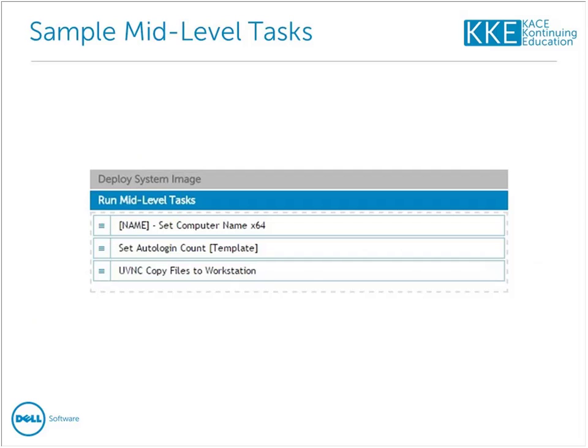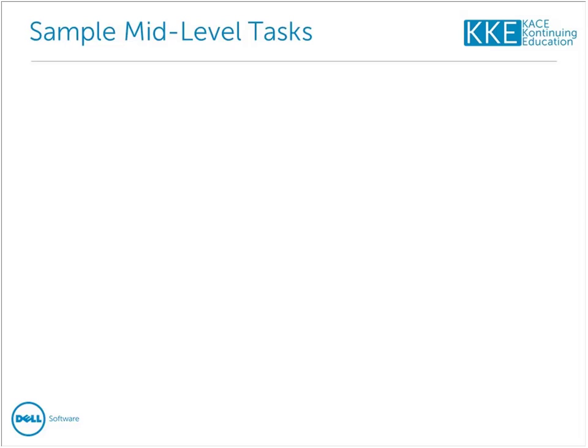All right. Let's take a look at some sample tasks that you might be working with. Three that we're going to talk about specifically today are set computer name, the auto logon count, and the UVNC copy files to workstation. We'll get more into those three as we go on. By the way, all three of these items can be gathered from the K2000 deployment workbench, which you can get to by the link that Ron sent in the chat window. You can also log into your K2000 and go to the tools module. Everything can be gathered there as well. Okay, so let's get some more detail here.